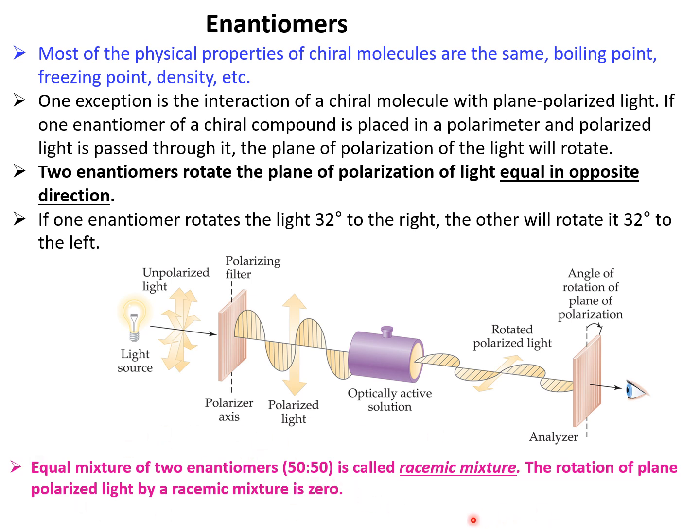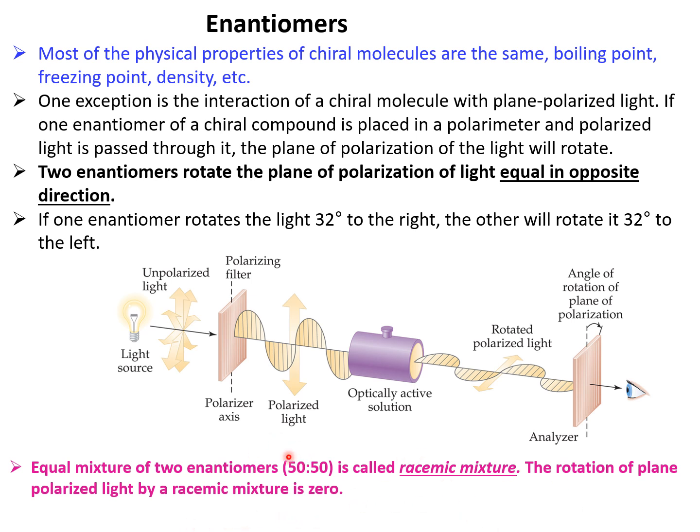Next, we must know what is a racemic mixture or racemate. It is the equimolar proportion of D and L form, or in other words, an equal mixture of two enantiomers, that is a 50:50 ratio. It is called a racemic mixture. The rotation of plane polarized light by a racemic mixture is 0.